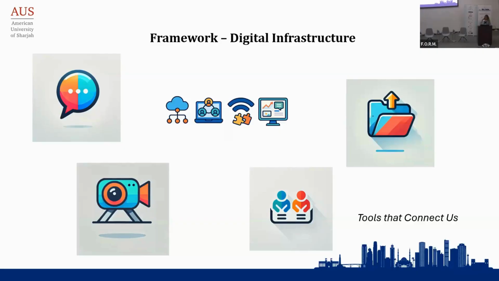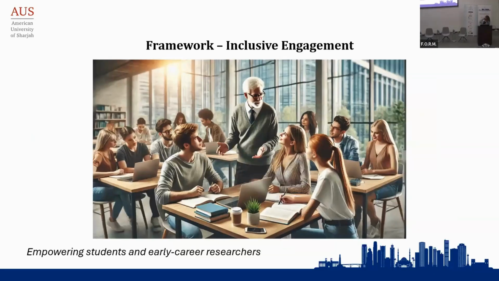The next part is inclusive engagement. Inclusive engagement ensures that students and early career researchers are not just participants. They are an empowered community within the larger scientific community. They have to be empowered members, contributors, not just participants. Programs like mentorship initiatives, training opportunities, or even ambassador programs provide the scaffolding that helps young researchers grow, connect, and lead.